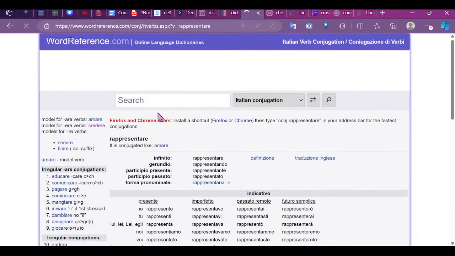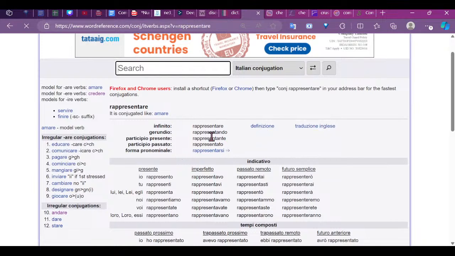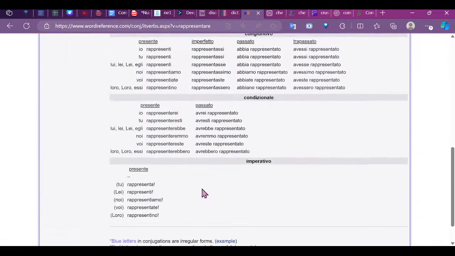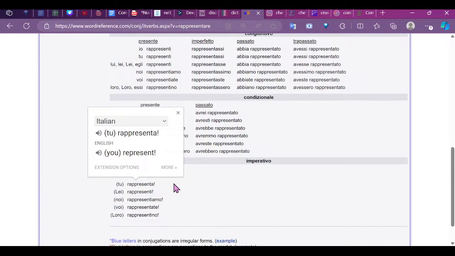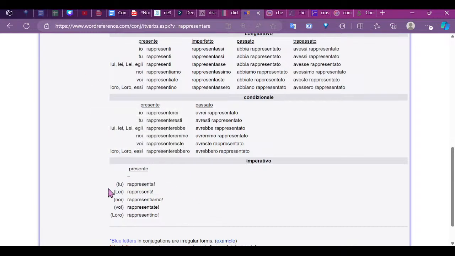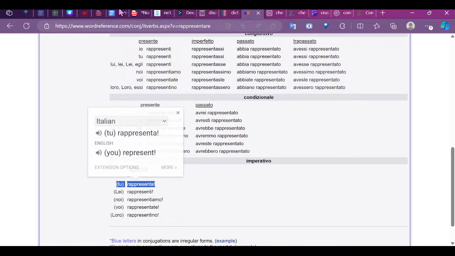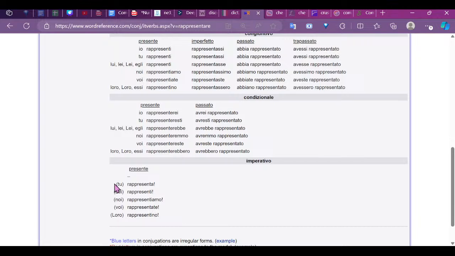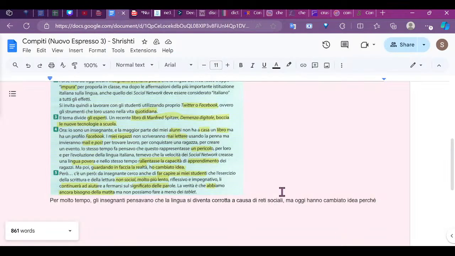Okay, so this is the verb, right? This is the infinito, basic form. But if you look at the, where is the, what's that called? Imperativo. Where's imperativo? Imperativo, rappresenta. This is, of course, the first imperativo, for the second person. Tu rappresenta. Okay, so that's the first form. Of course, you don't have an imperative form for io. You just have the imperative forms for these five. So, rappresenta. Okay, so look at this.